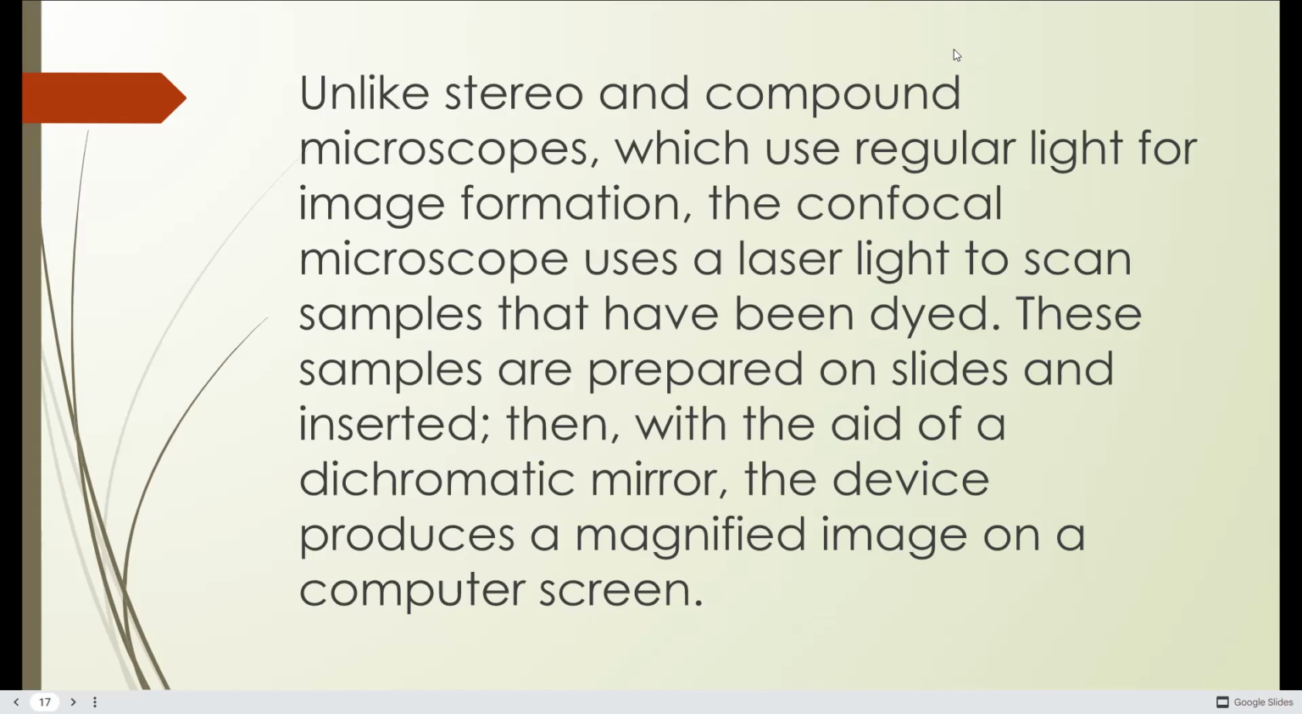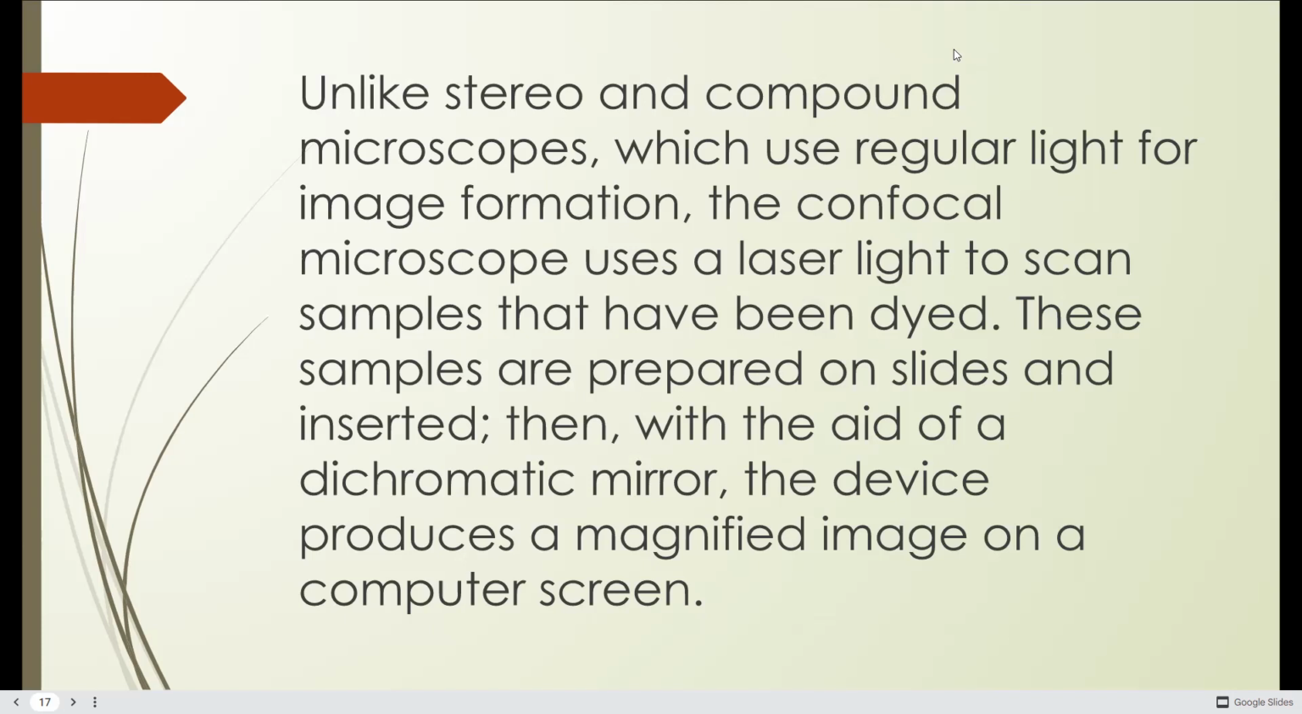I have seen some of the laboratories in US documentaries. Some of the movies also in the US, they're using confocal microscopes. They scan a specimen using the confocal microscope.